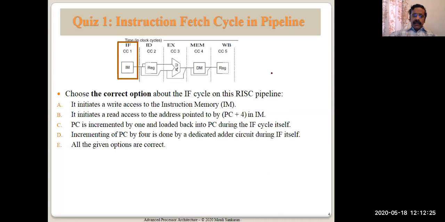While you are answering, let me help you. Here we are assuming a RISC pipeline. It is a 32-bit RISC pipeline. Maybe I should have mentioned that also. The instruction width is 4 bytes. Please keep it in mind. I know some of you answered, you cannot undo it, but it's okay.